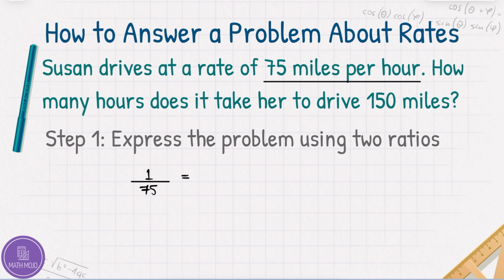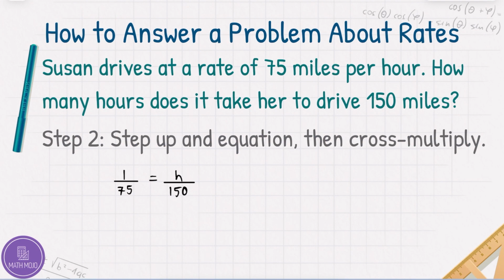And our other ratio is going to be the unknown variable of how many hours it takes her to drive 150 miles. So we can put h for hours, that's our unknown variable, and then in our denominator we can put 150 miles. Now moving on to step 2. Set up the equation, then cross multiply. If you would like to learn how to cross multiply, you can click here and we'll leave the link in our description as well. So to cross multiply, we're going to multiply 150 by 1 and then 75 by our unknown variable.